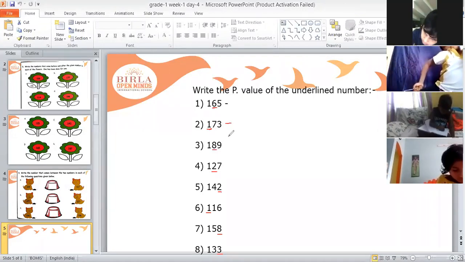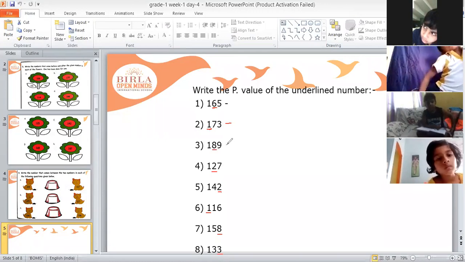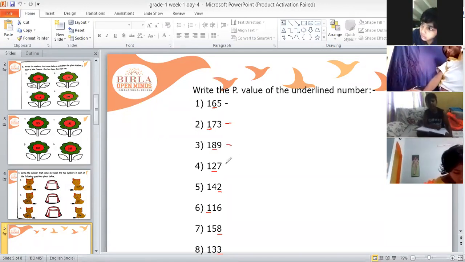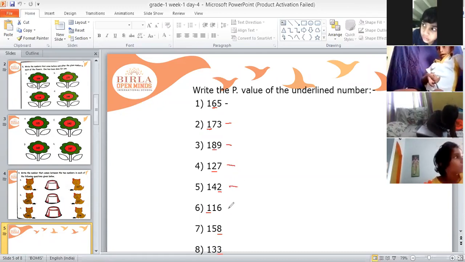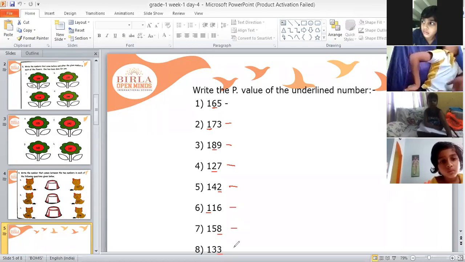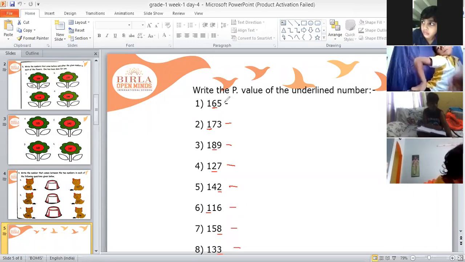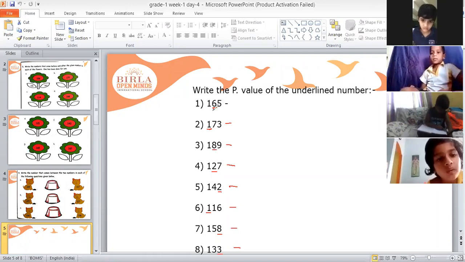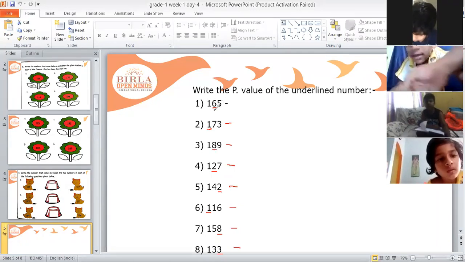So now see here, children. Now we have to write the place value of the underlined number here. Okay. So we'll start with our first bit. And our first bit number is 165. What is the number in our first bit, children? Number is 165. And you have to tell the place value of this number 6, because underlined number is 6 here.